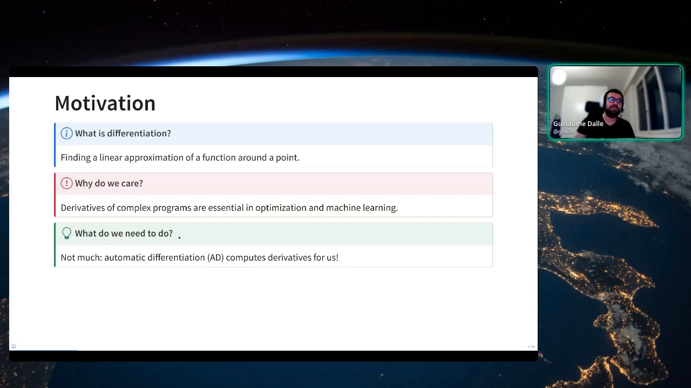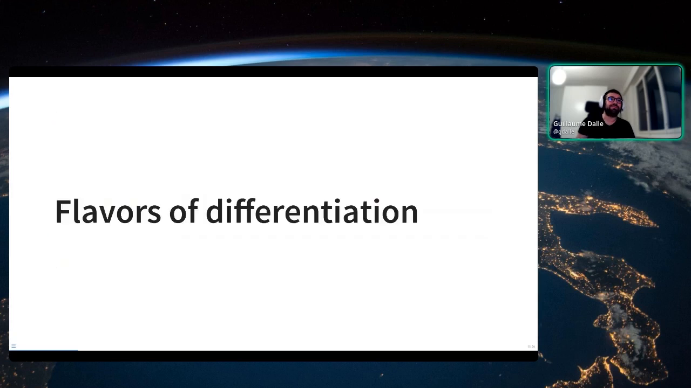And not just derivatives of simple functions, but derivatives of actual computer programs. Now, what do we need to do to get these derivatives? Well, actually not so much. We just let automatic differentiation compute derivatives for us. But of course, that's a bit of a pipe dream, and in reality, it doesn't always work the way we plan. First of all, let's recap the basic flavors of differentiation because there's more than one. And as you can see, they each have their advantages and drawbacks.